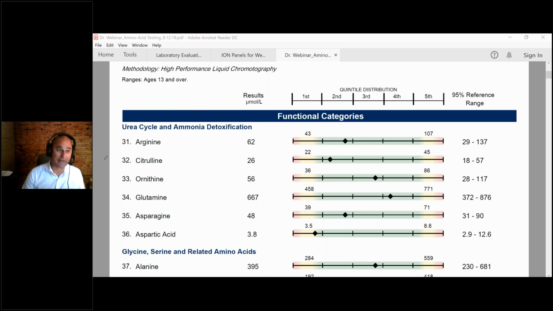That's a hard question, right? So I think what's happened historically in integrative and functional medicine is that we had originally, here, let's see. And by the way, I do much prefer the ion panel.